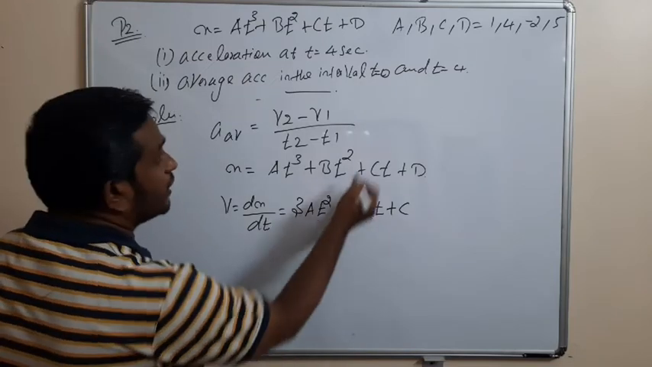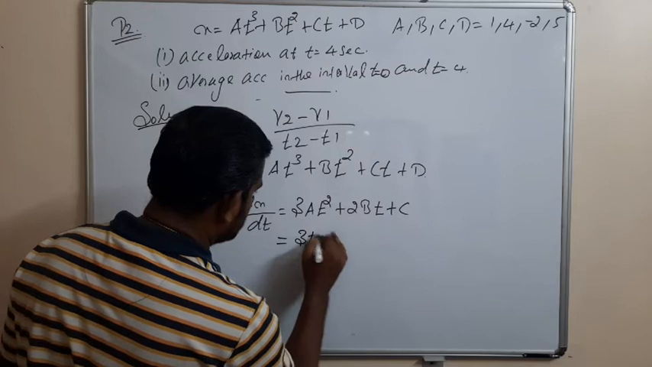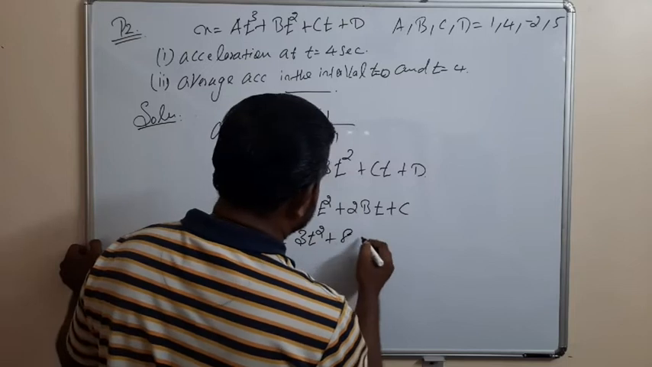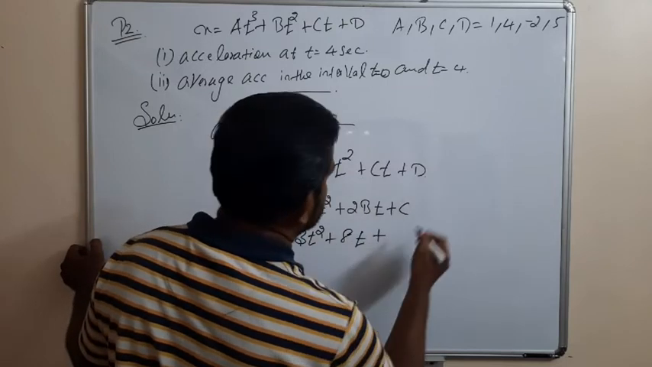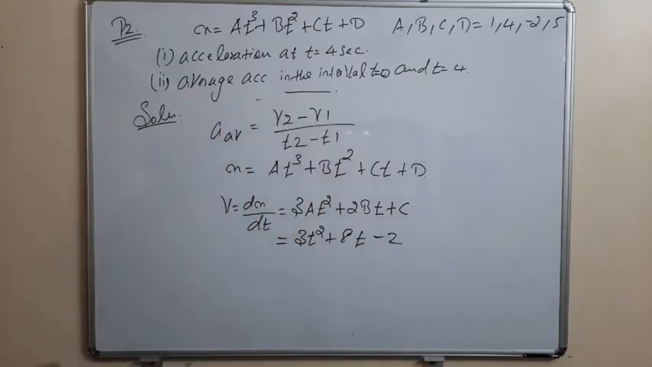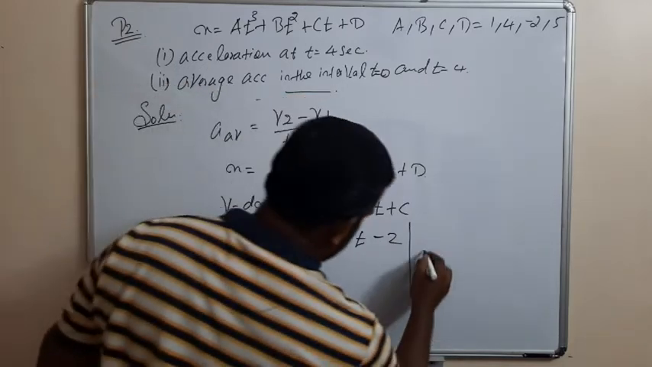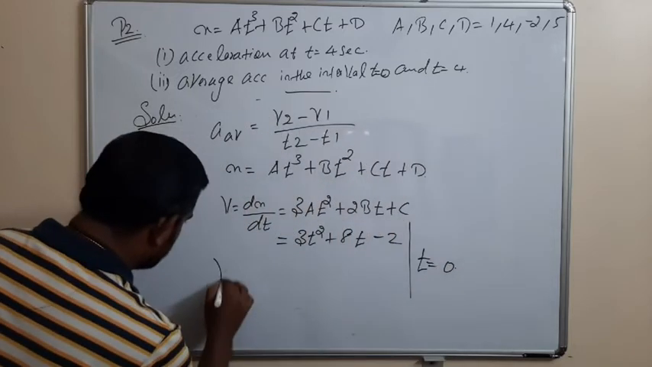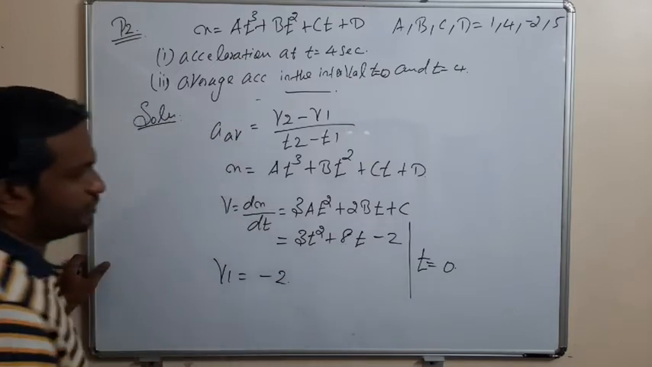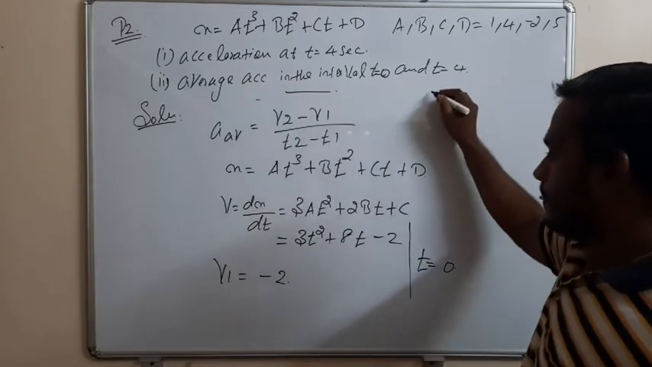So substitute the values of the numerical constants: 3a is 3t², plus the value of b gives 8t, plus the value of c, that is -2. So the velocity at t = 0: v1 is equal to 0, 0, that is -2.